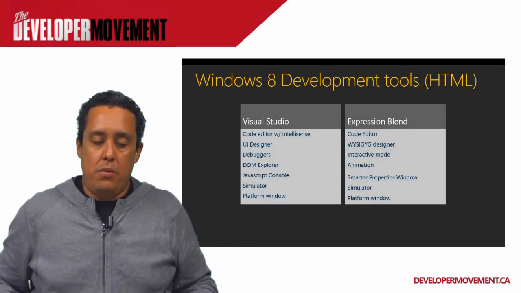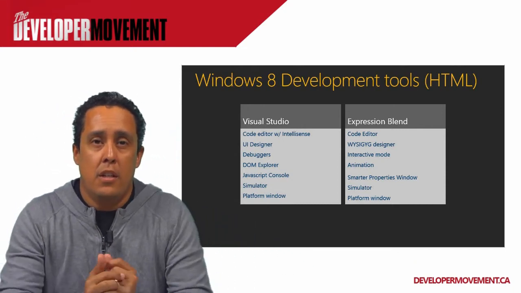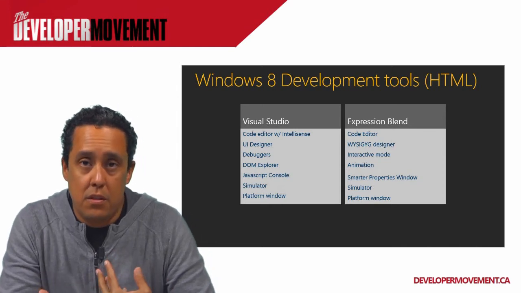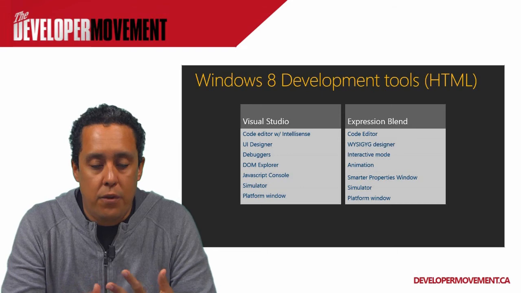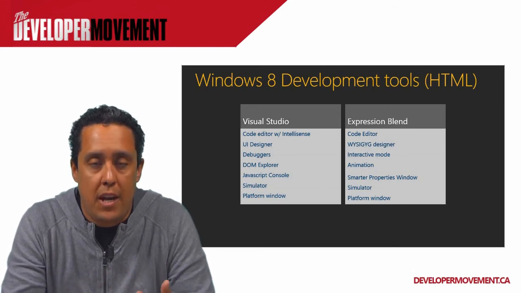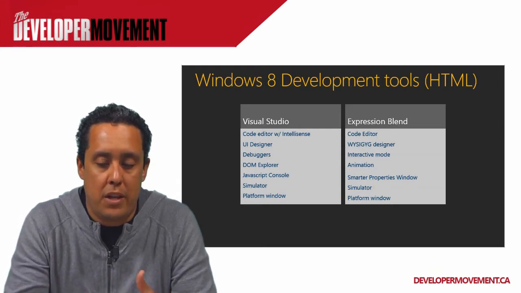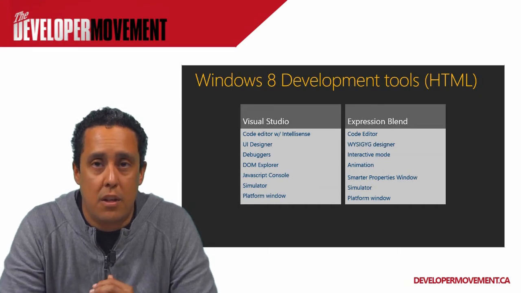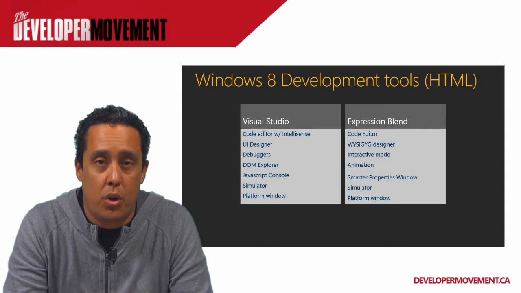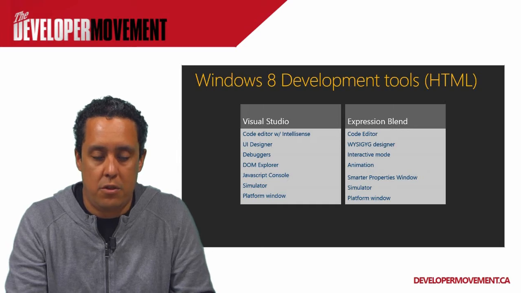So, Windows 8 Development Tools, HTML. What you get, again, is Visual Studio and Expression Blend. With Visual Studio, you get the code editor with IntelliSense. You do get UI designers, but Blend is a little bit better. If you want to go into the straight raw CSS or HTML, you can do that. Sometimes I do a combination of both. I use Expression Blend to set some designs, but sometimes I just need to do things a little bit quicker within the raw CSS files or HTML. I find myself doing both, and switching every so often.